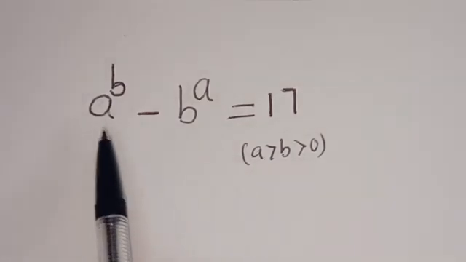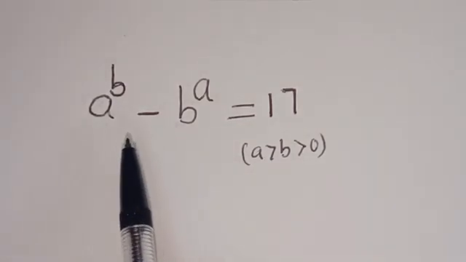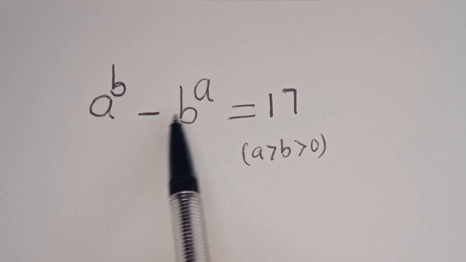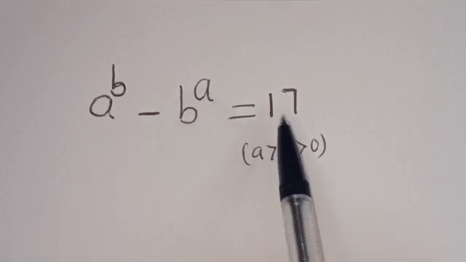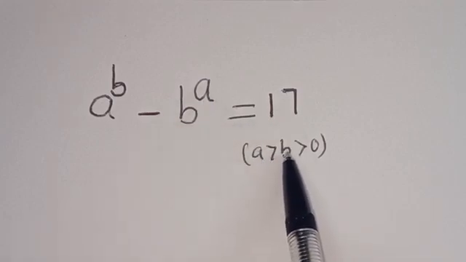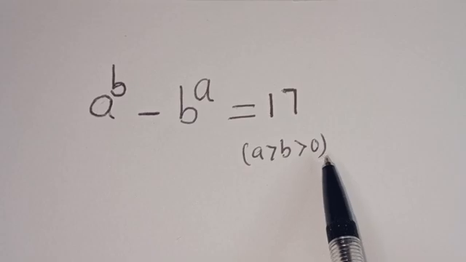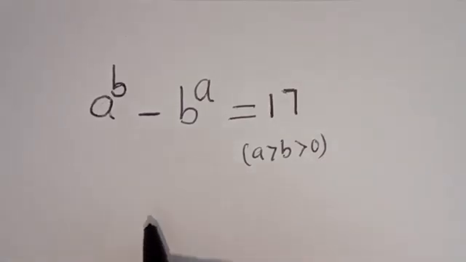Hello, how to solve for a and b in this equation? a to the power of b minus b to the power of a is equal to 17, where a is greater than b and b is greater than 0. Solution.